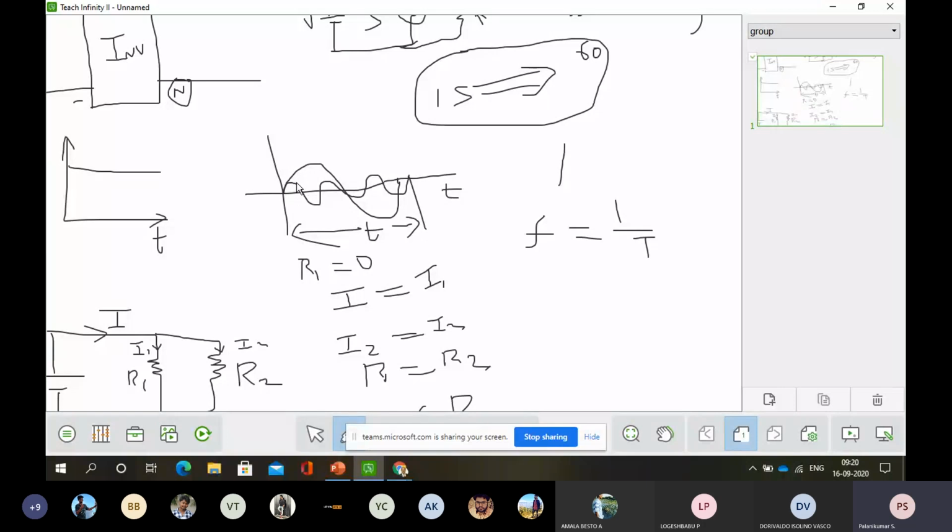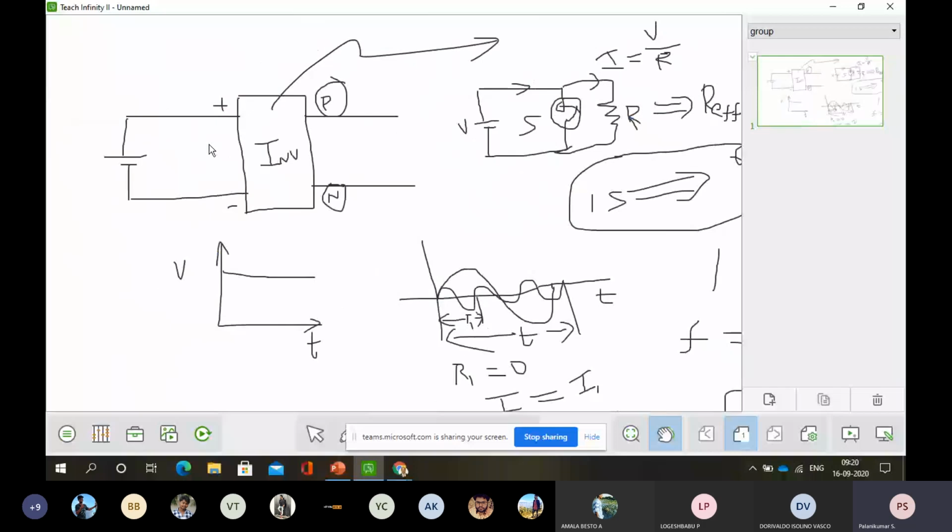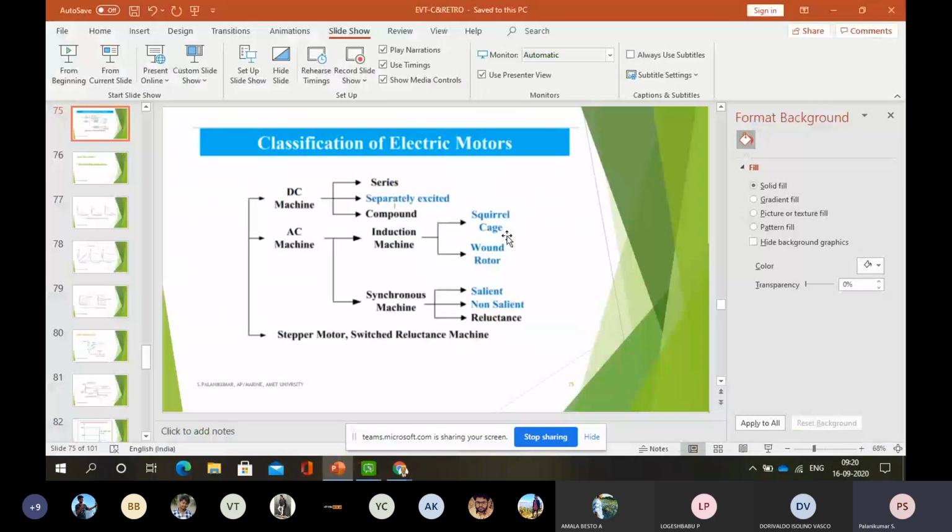Now you see that one positive cycle or negative cycle is my new T1, which is less than the earlier T. Automatically, if the denominator value is less, the frequency will be increased. So this is how the supply frequency of the inverter output can be changed. If the inverter output can be changed, automatically what will happen?